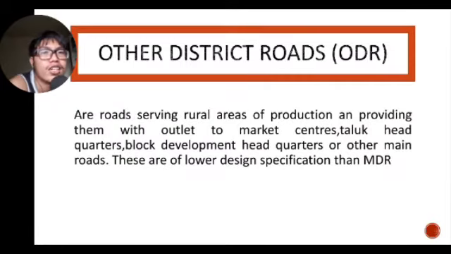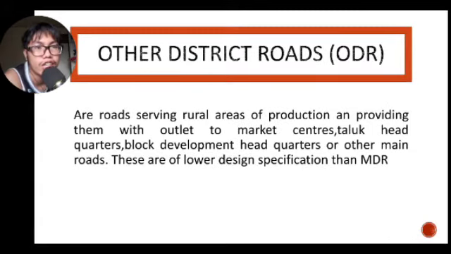Other district roads are roads serving rural areas of production and providing them with outlet to market centers, taluk headquarters, block development headquarters, or other main roads. These are of lower specification than MDRs. So ang other district roads mao ni siya ang mga roads nga naa sa mga rural areas. So para mga farm to market road, mga gina-export o kanang mga gina-travel nga mga products gikan sa bukid padulong sa market. So kana nga dalan ang tawag ana kay other district roads.